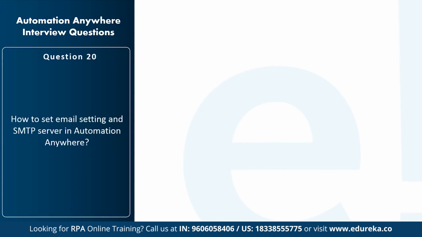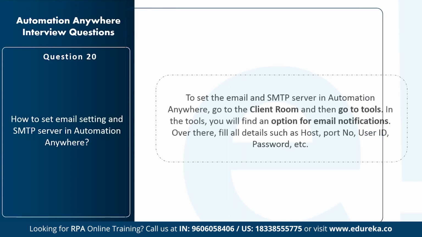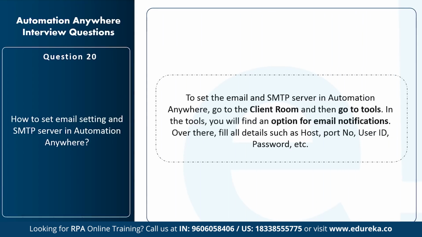Now moving forward with our next question, that is how to set an email setting and SMTP server in Automation Anywhere. Well, to set the email and SMTP server in Automation Anywhere, you have to go to the client room, that is basically your client server, and then go to tools. In the tools, you will find an option of email notifications. Over there, you'll have to fill in the details such as the host name, port number, user ID, password, and then you'll be all good to do email automation, right? So that's how you can set your details for emails and SMTP server.